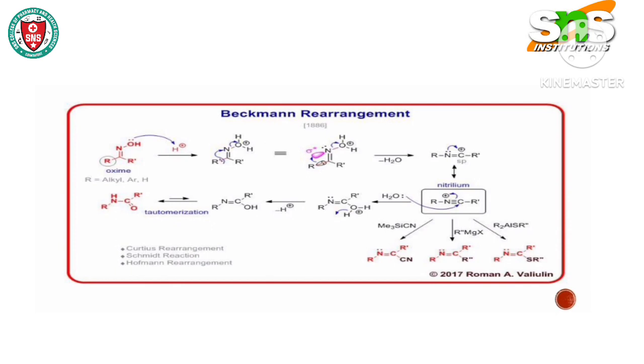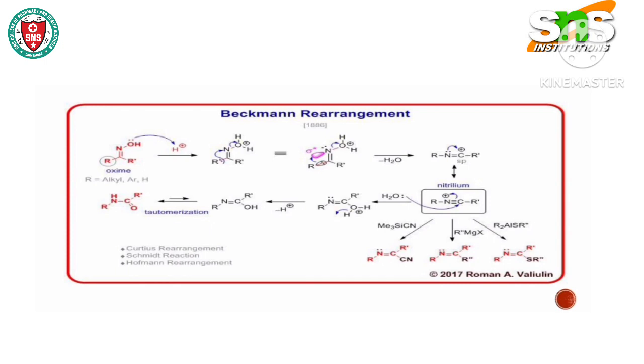This we can write as, instead of R N=C plus R dash, R N plus triple bond C R dash. This is interconvertible. Here, the water molecule will attack the carbon ion. The next step is attack of the water molecule on the carbocation, which will give the intermediate compound R N=C R dash OH2. So the water molecule will be added to the carbon atom.